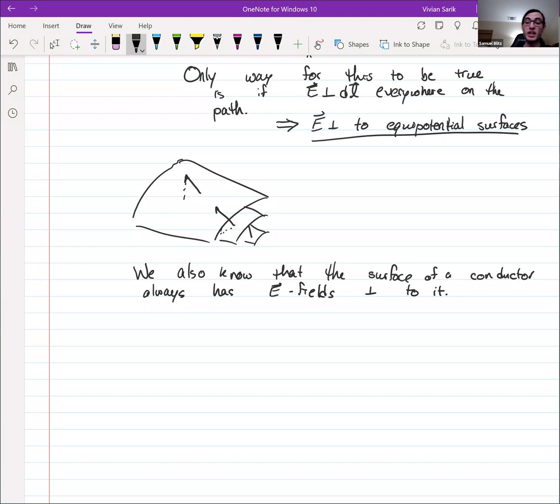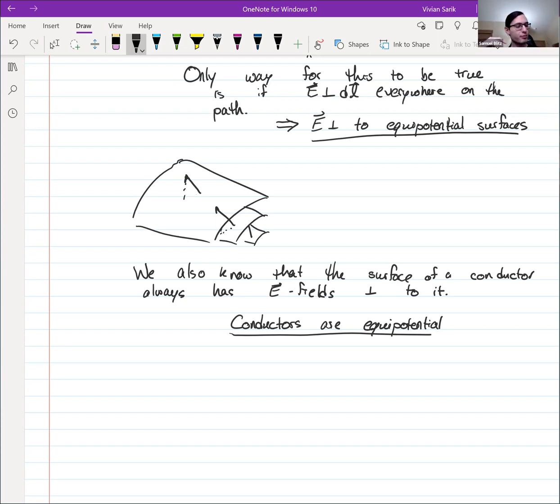So the surface of a conductor, the electric field is always perpendicular to the surface of a conductor, which tells us automatically that conductors are equipotentials. The entirety of the surface of a conductor is a single equipotential. And in fact, it's not even just the surface of the conductor that's the equipotential. It's the whole conductor, the whole three-dimensional thing.